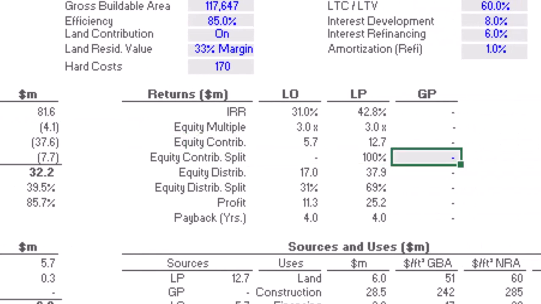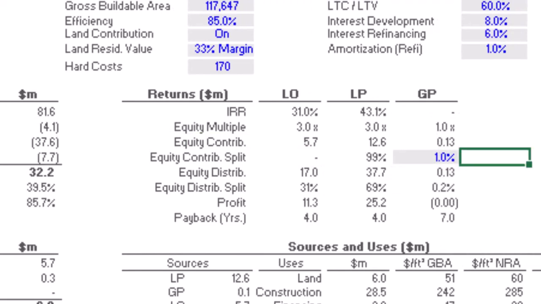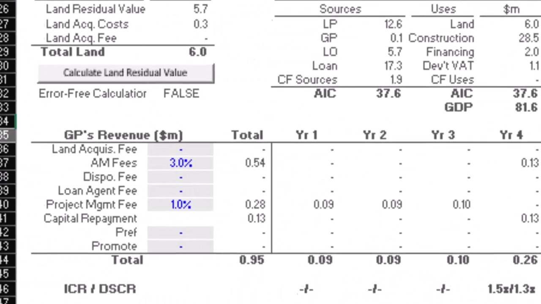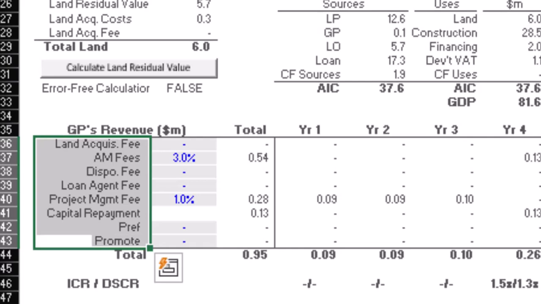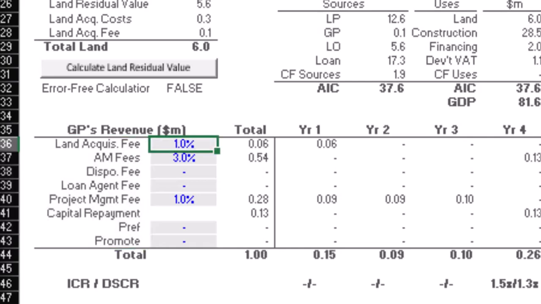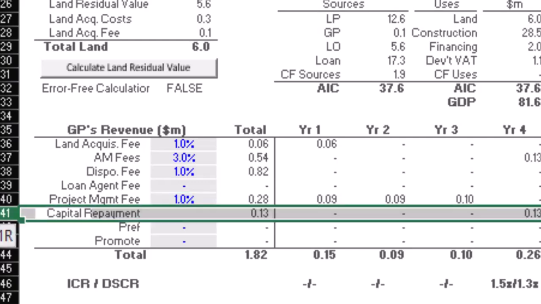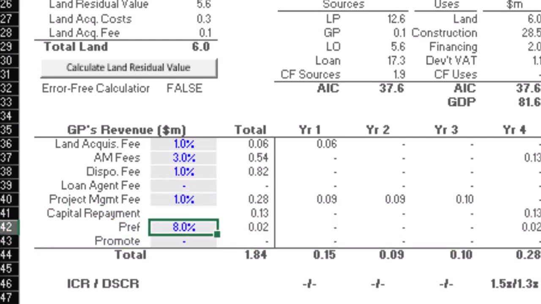We'll go for a 1% GP equity requirement participation. Talking about the GP, the fees he would be likely to charge for this project are a 1% land acquisition or contribution fee, a 3% asset management fee, a 1% disposition fee, no loan agent fee, and a 1% project management fee. Regarding the distribution waterfall, let's consider an 8% preferred return and a 20% promoted interest.